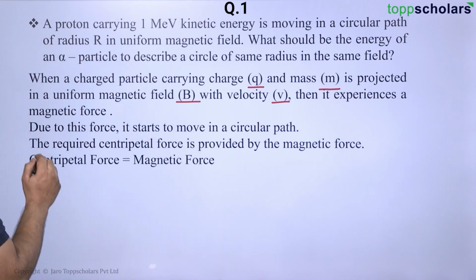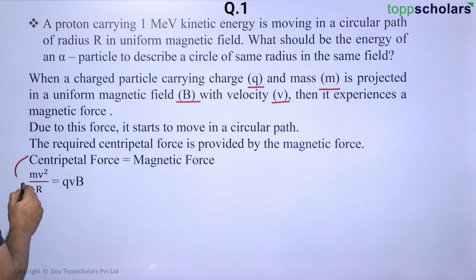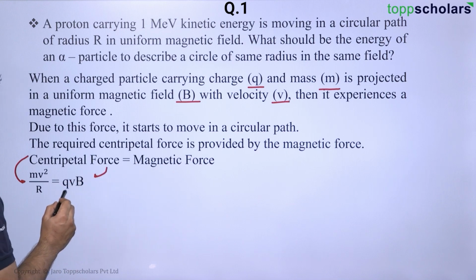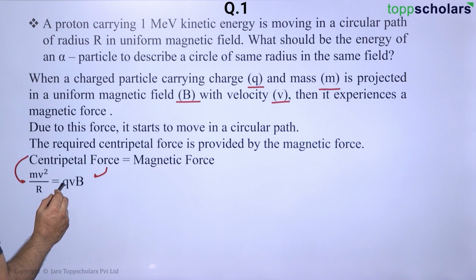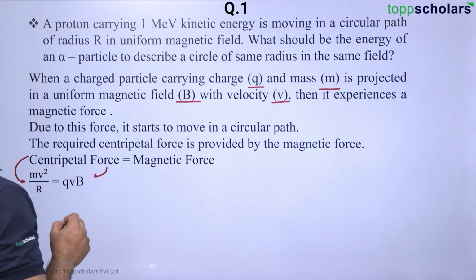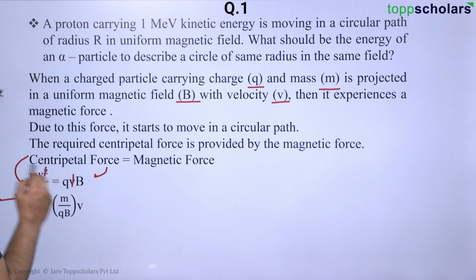Centripetal force is equal to magnetic force, and the standard formula for centripetal force is mv squared upon r, and magnetic force on any charge is given as qvB. Here q is the charge, v is the velocity, and B is the magnetic field. Then from here we can say r is equal to m upon qB into v, isn't it? We have just arranged this equation: one v cancels, and after arranging we get r equal to this.